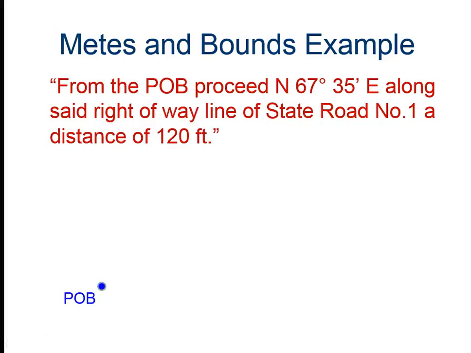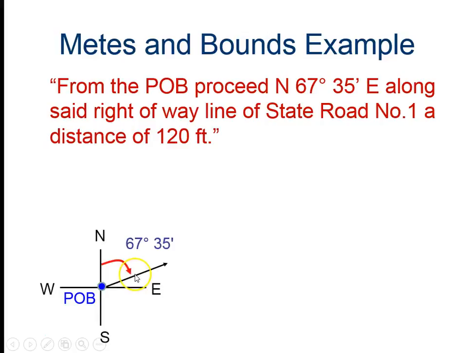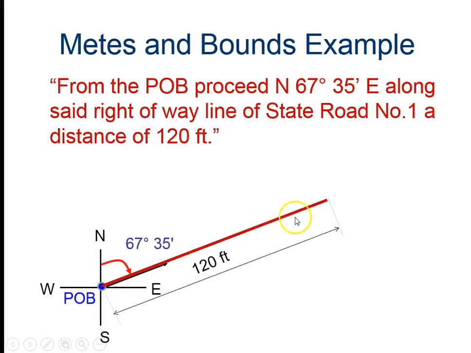From our metes example, if we wanted to follow this, we'd start at our point of beginning. This might be the cross of 2 roads. We'd start and go 65 degrees from north toward the east, and we go out that direction 120 feet.